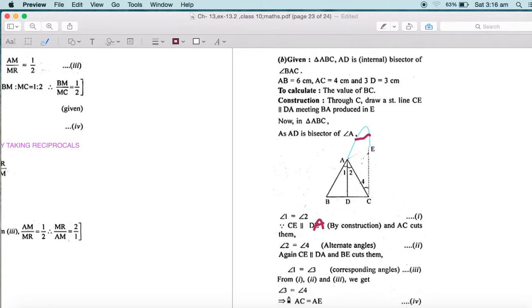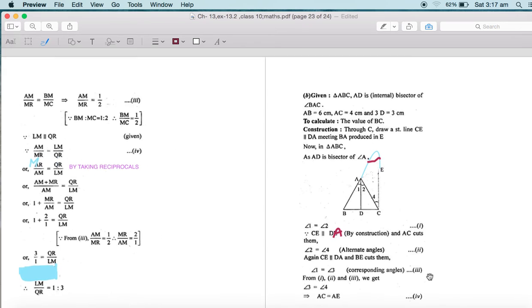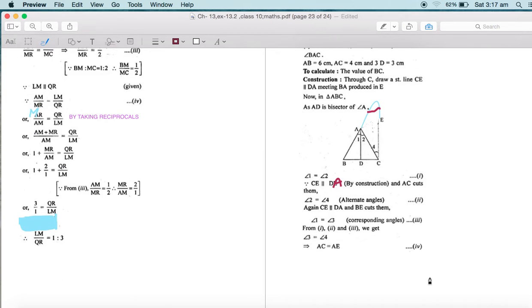So can I say 3 and 4 are equal? Yes. And if angle 3 and angle 4 are equal, then the sides opposite to equal angles are always equal. This is angle 3, this is angle 4. So AC will be equal to AE. That is what I get.